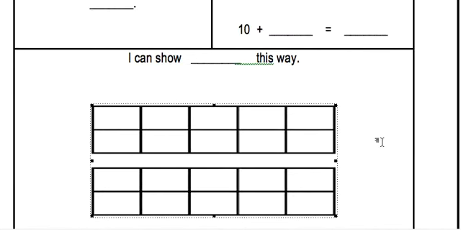Here it says I can show the same number that you circled earlier. You're going to put that number here, and you're going to show it using your, what do we call these? Yes, that's right, your tens frame. So you're going to shade in how many tens frames will represent your number. So we shouldn't see anything different in these three boxes. Once you have done that, you may move on to number 2.